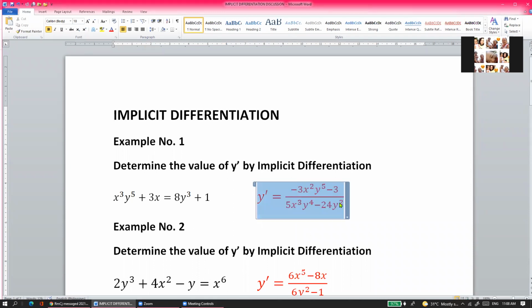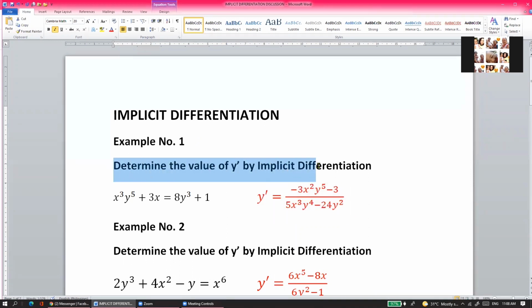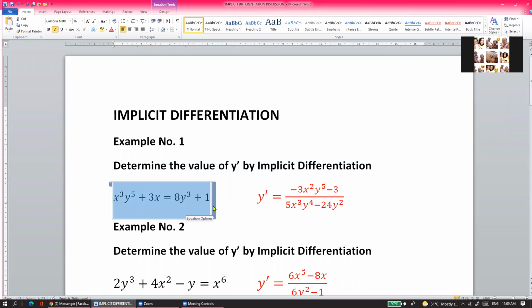with the same result. Sa example number 1 natin sa ating implicit differentiation, we need to determine the value of y prime by implicit differentiation. So hanapin natin yung derivative ng ating given equation. Ito yung ating equation ngayon: x cubed y to the 5th power plus 3x is equal to 8y cubed plus 1. So we need to determine its derivative by using the implicit differentiation process.